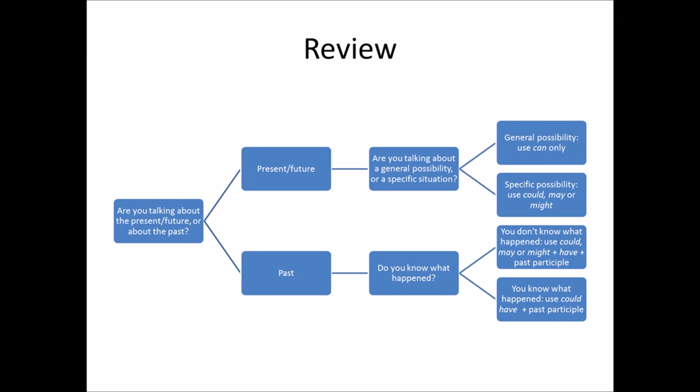To talk about the past, the important question is, do you know what happened or not? If you don't know what happened, you can use, again, could or may or might, plus have, plus past participle. If you know what happened, only could is possible, again, with have and a past participle.